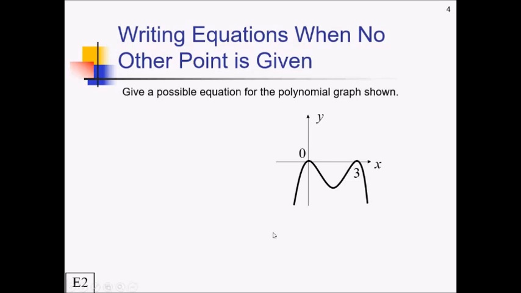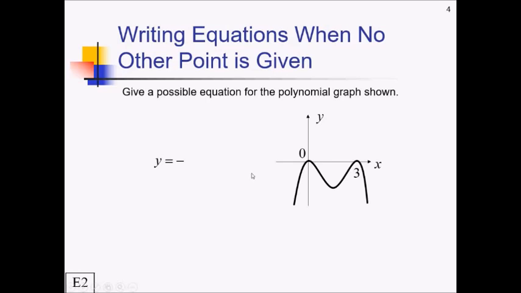First thing I'm going to look at is the overall sign, because I'm going to go left to right here. I noticed that this graph is moving down as I move to the right. So automatically I know I have a negative out in front of everything. Next, let's talk about our factors.